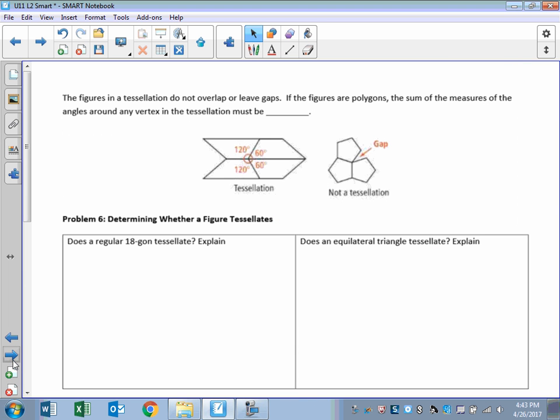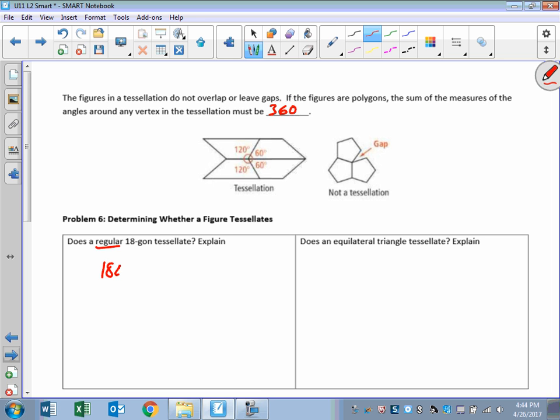So in order to not leave any gaps, okay, if a figure is a polygon, the sum of the measures around any vertex must be 360 degrees. Okay. Now, figuring out if a shape tessellates or not, we have a regular shape, because only regular shapes can tessellate. Has to be all sides are the same.